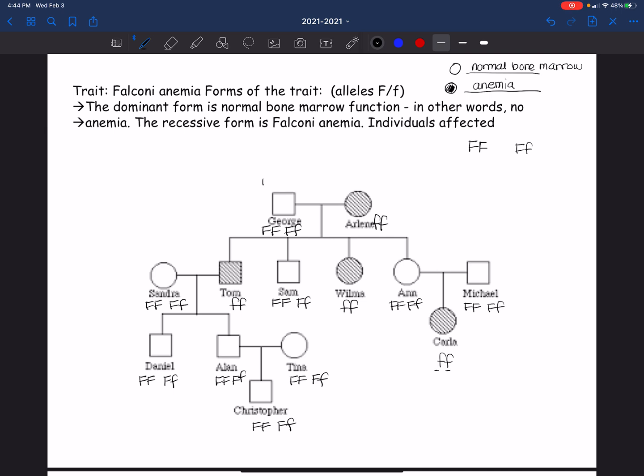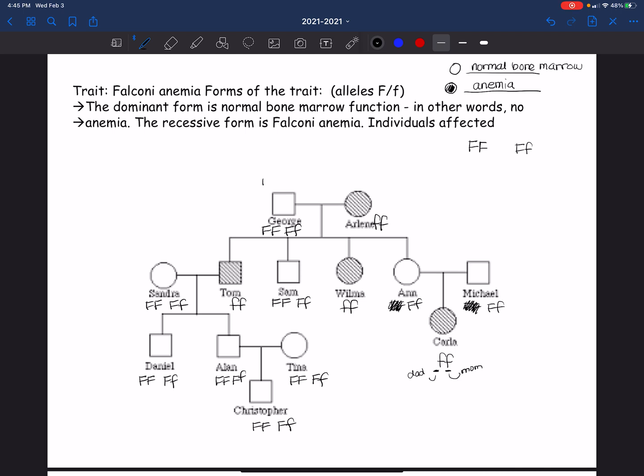Okay, so if we go back to Carla, Carla had to get a little f from each of her parents. So 1 little f had to come from the mom, and 1 little f had to come from the dad. And the only way that's going to be possible is if both Anne and Michael are heterozygous for the trait. So that's the only possibility.